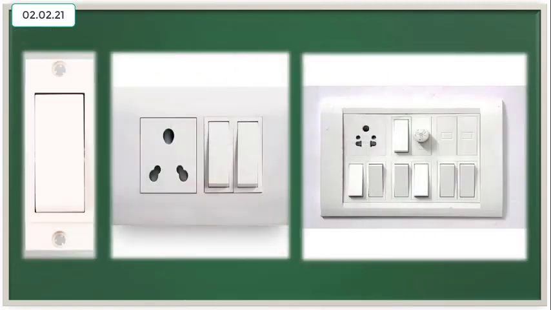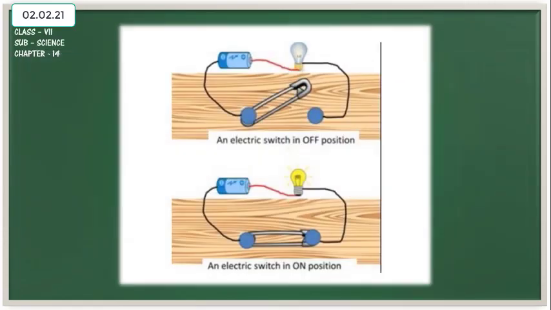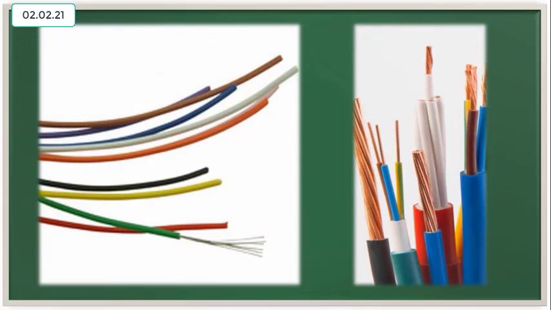Then comes the switch. A switch can be connected anywhere in a circuit. When we bring the switch of a circuit in the on position, then electric current will flow instantly through the whole circuit, due to which the bulb will light up. When the switch is in off position, then no current can flow in any part of the circuit and therefore the bulb will not light up or glow. Then comes the wire in which the electricity flows and therefore the circuit gets completed.